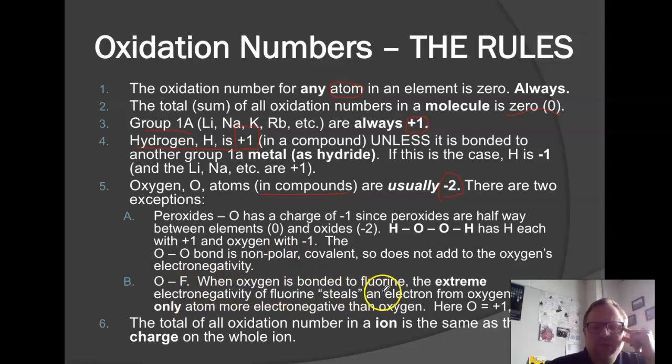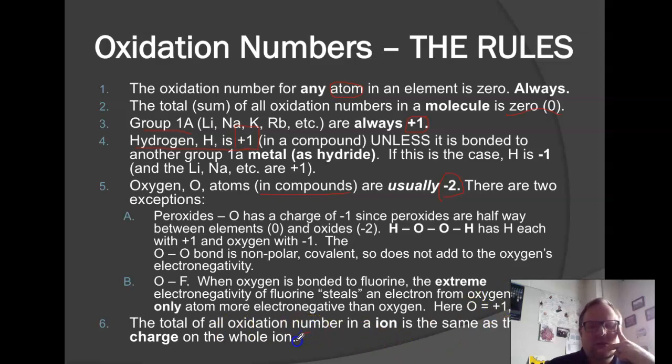And then the other exception to this, usually it's -2 for oxygen, but the other exception is if it's bonded with fluorine. Because of the extreme electronegativity of fluorine, oxygen actually ends up with one of its electrons being wrestled away, or spending more time over on the fluorine side of the bond, and so we would end up with an oxidation number of +1 for oxygen.